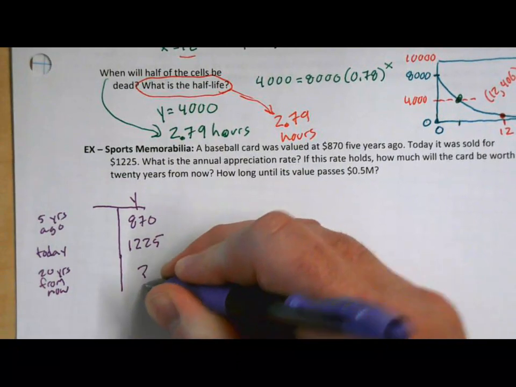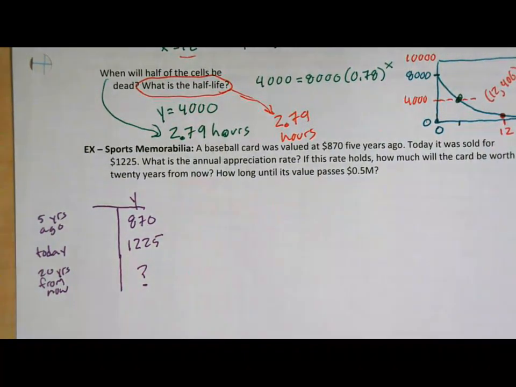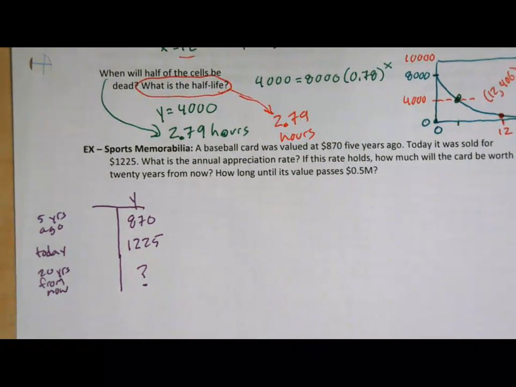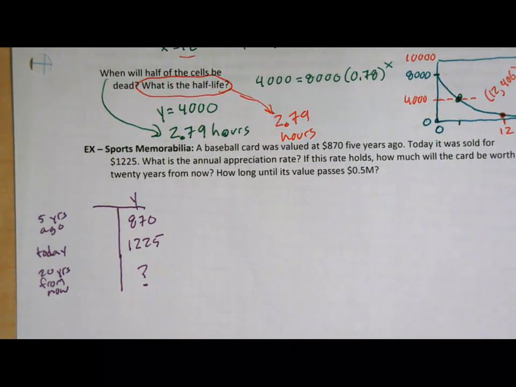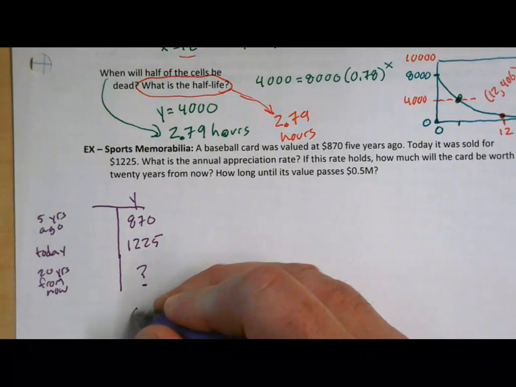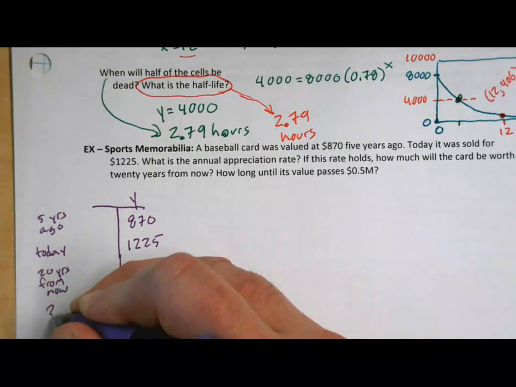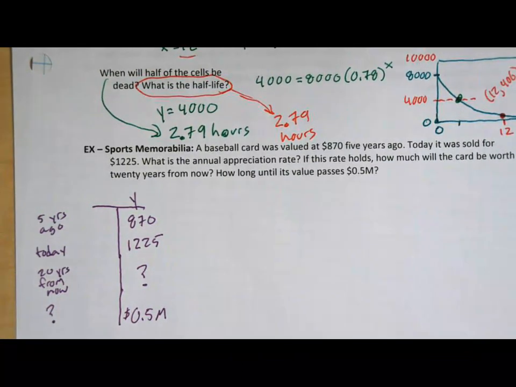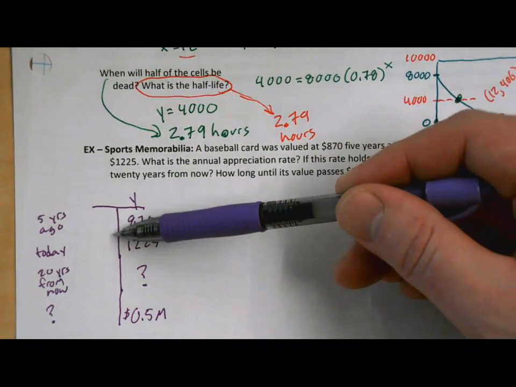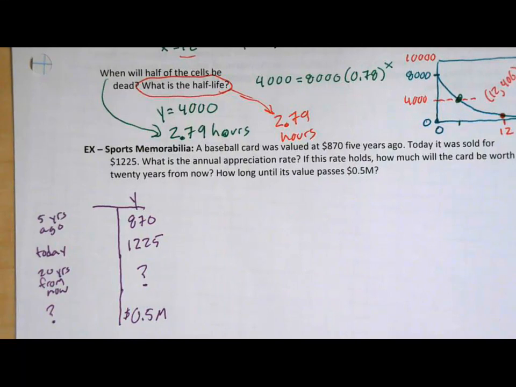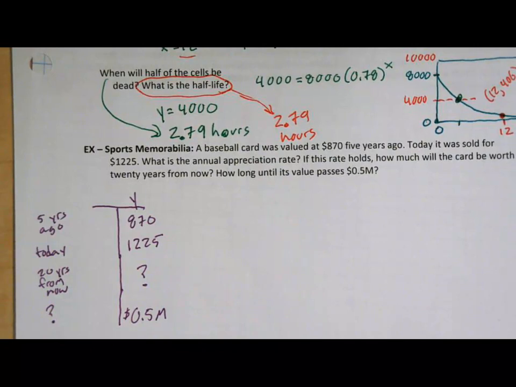So I'm eventually going to figure out my Y value for that. And then how long is it going to take before the value goes up to 0.5 million, $500,000? I don't know how long that's going to be. When we set the starting value, it's totally arbitrary. I could make this be the starting value, or I could make this be the starting value. I could make 18 years ago be the starting value. I don't know why I would, but it's totally arbitrary.